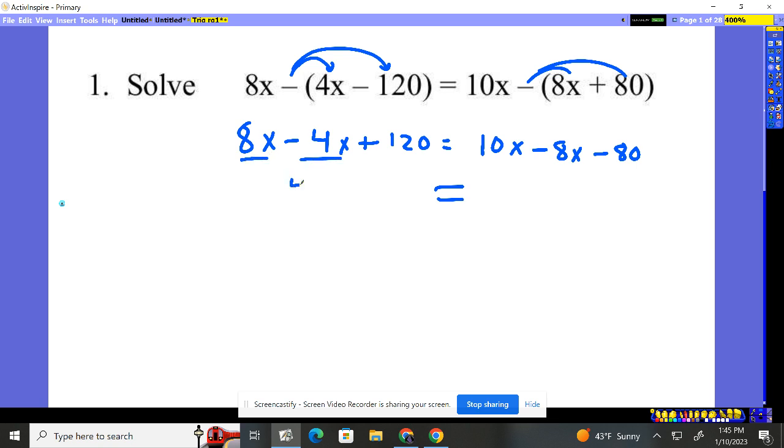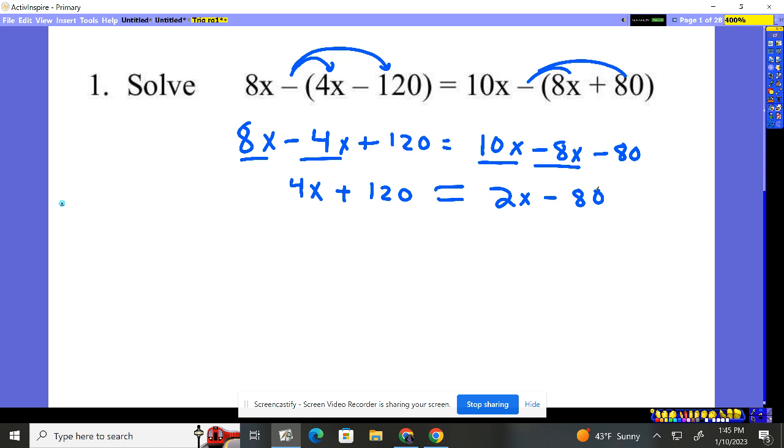8x minus 4x, I'm just going to put those together, combine like terms. 120 doesn't have anybody to go with. 10x minus 8x, those go together. 2x minus 80. So I've combined everybody that can go together. So all like terms have been combined.